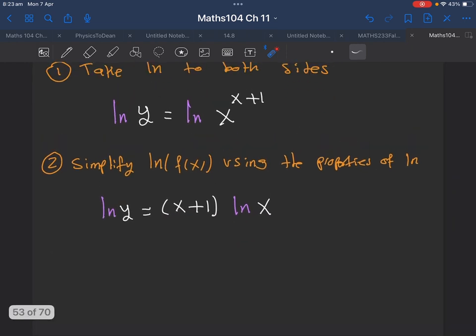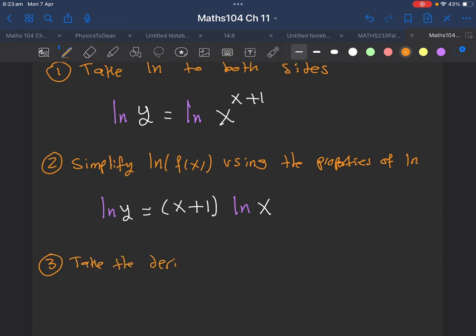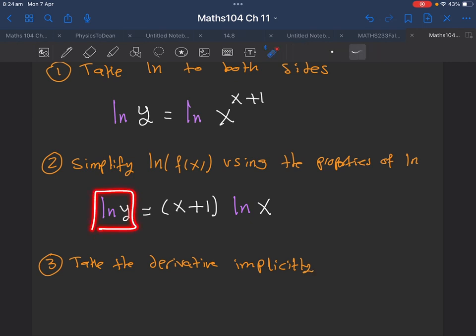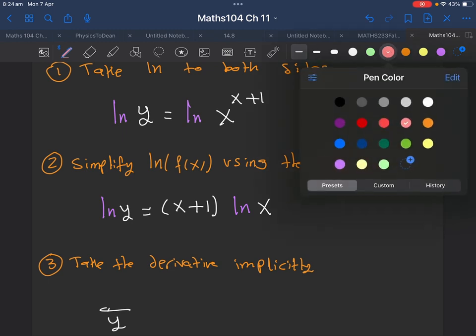So what we will do in step number 3, take the derivative implicitly. Why do we need implicitly? Because I still have ln y on the left-hand side. Now, what is the derivative of ln y? Remember, the derivative of ln x is 1 over x, and the derivative of ln u is 1 over u, and then I put u prime in the top. So what we will get is the following. We will get y, and in the top we should get y prime.